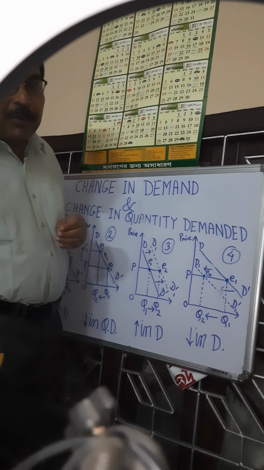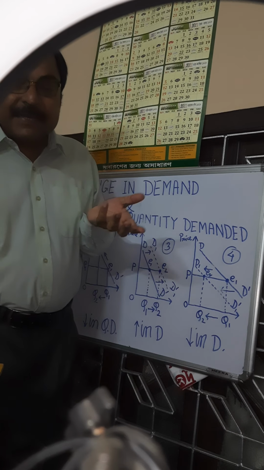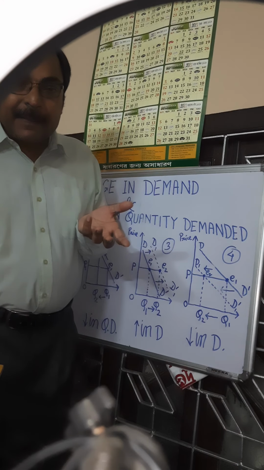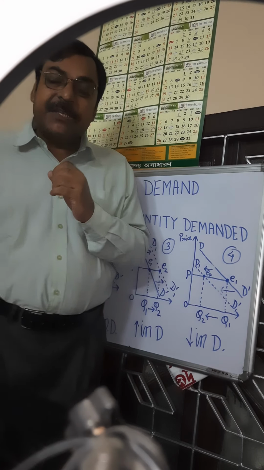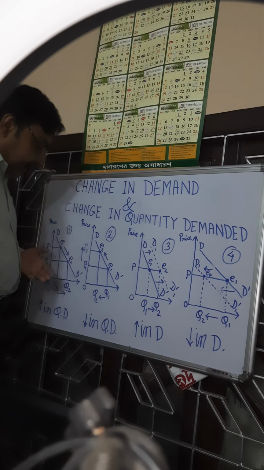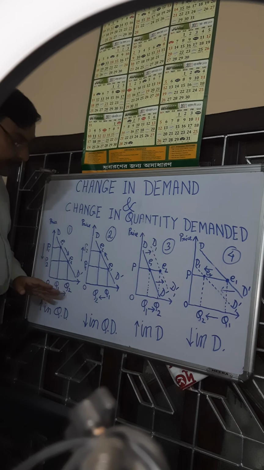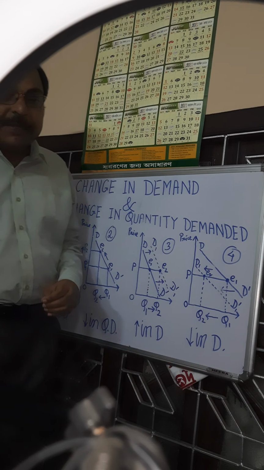So demand falls when price rises. It is explained as contraction of demand or decrease in quantity demanded. And when demand rises due to a fall in price, it is called extension of demand or increase in quantity demanded.